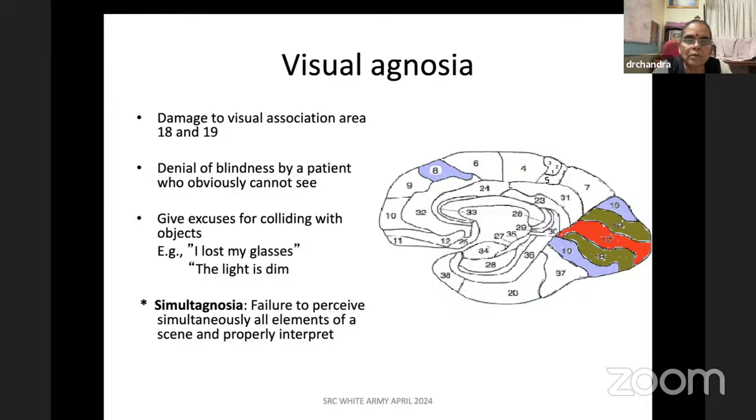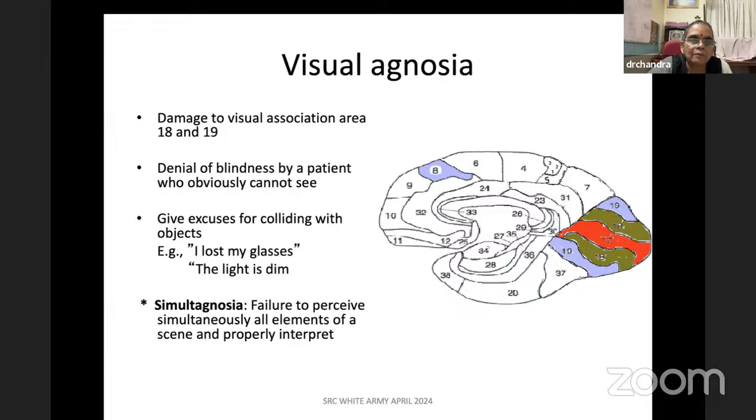Because the primary visual area is there, superior colliculus is there. So they will see something, but they do not know that that is not reality. So they see something and believe that is reality, and so they deny blindness. That is called Anton syndrome.